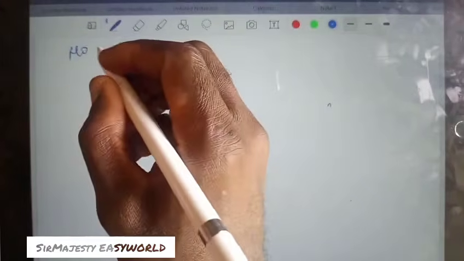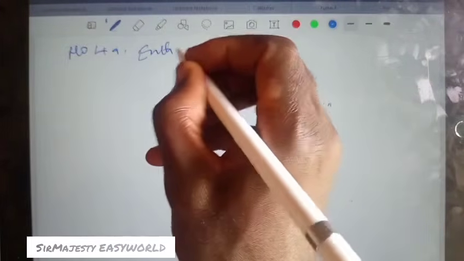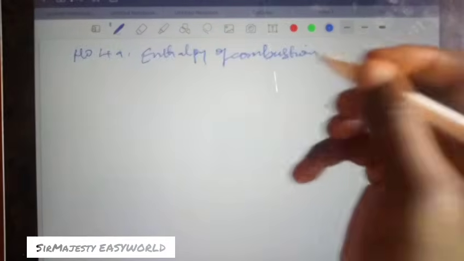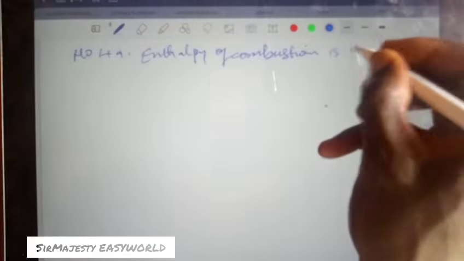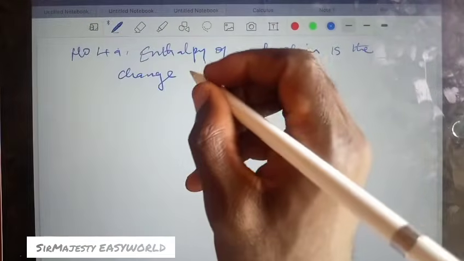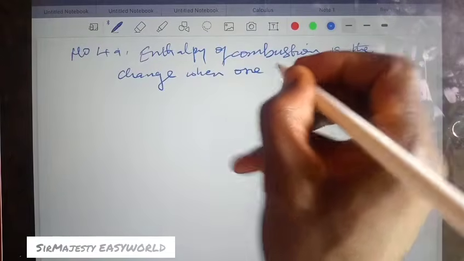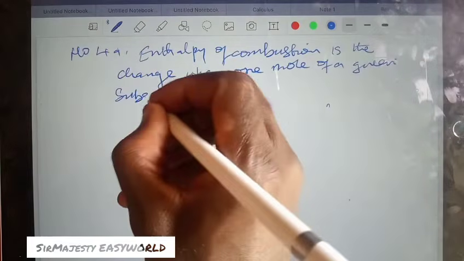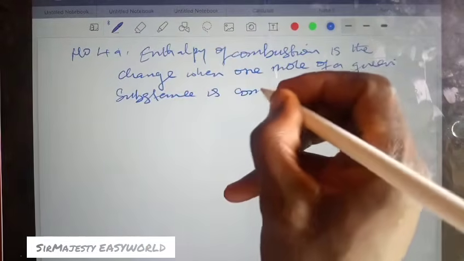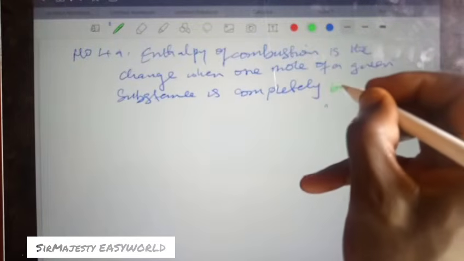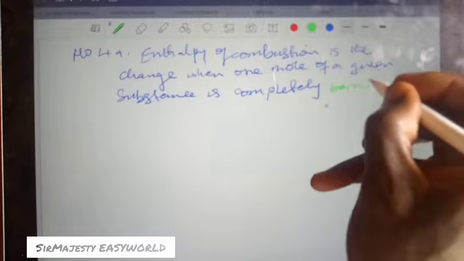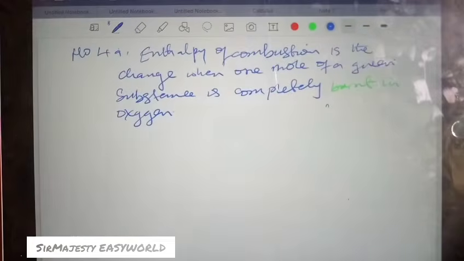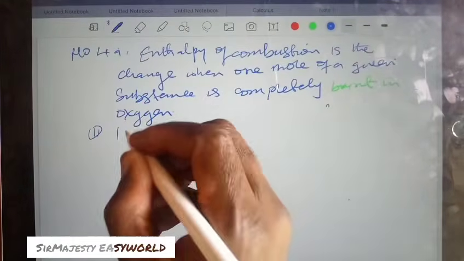So we are in question number 4. Enthalpy of combustion, also called heat of combustion, varies from one substance to another. It is the heat change when 1 mole of a given substance is completely burnt in oxygen. So that's it, enthalpy. Then another question following it is isomerism.